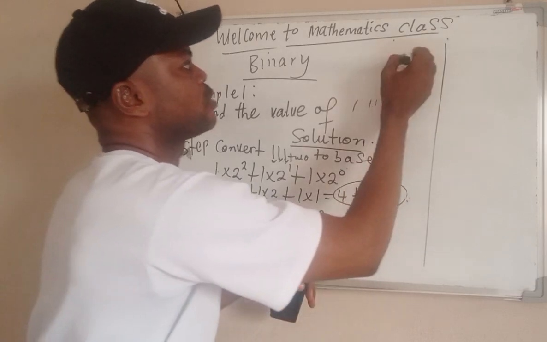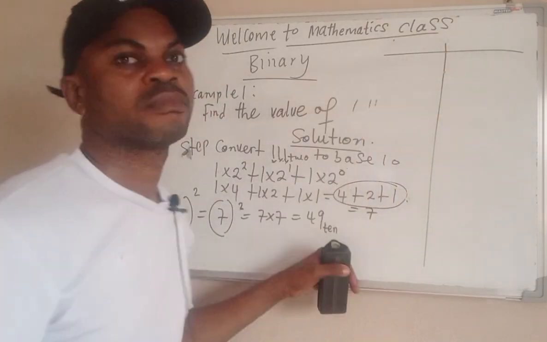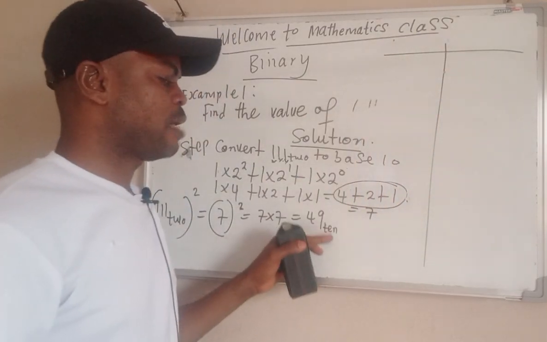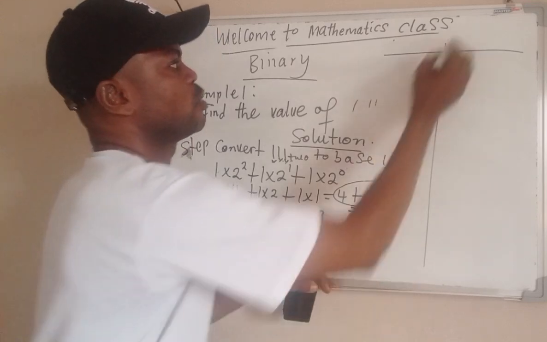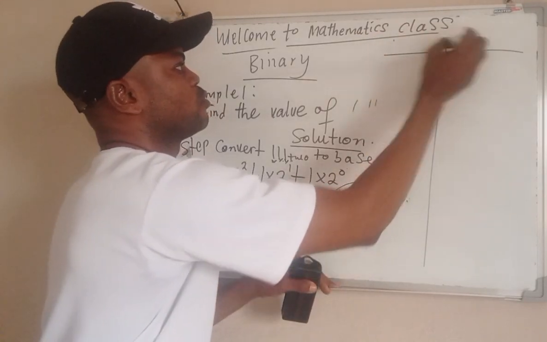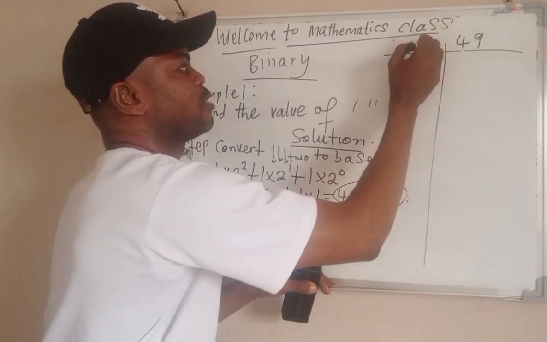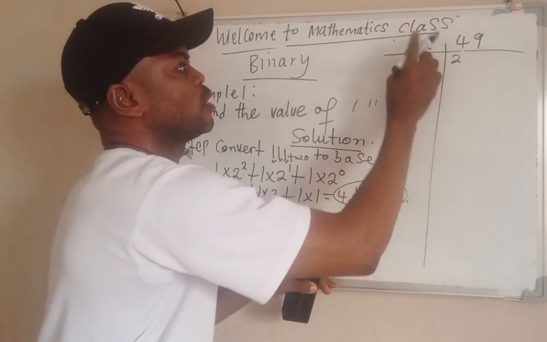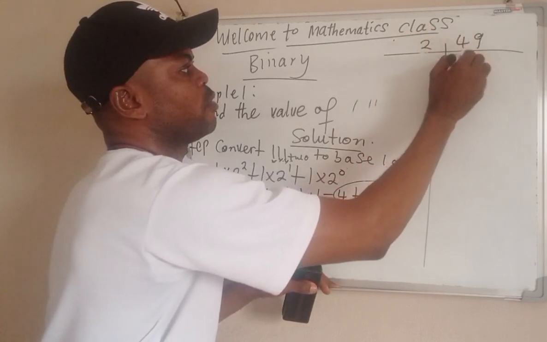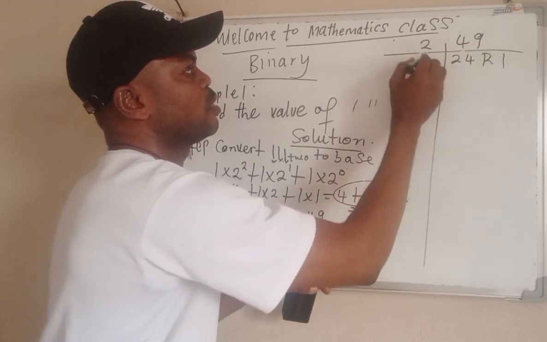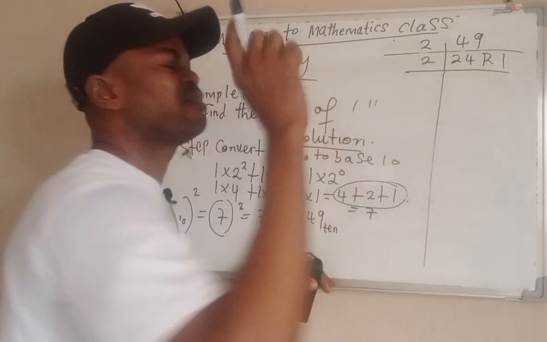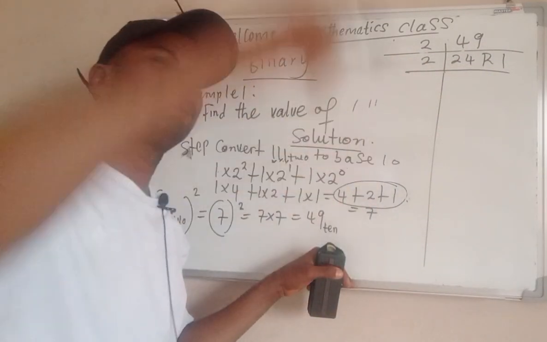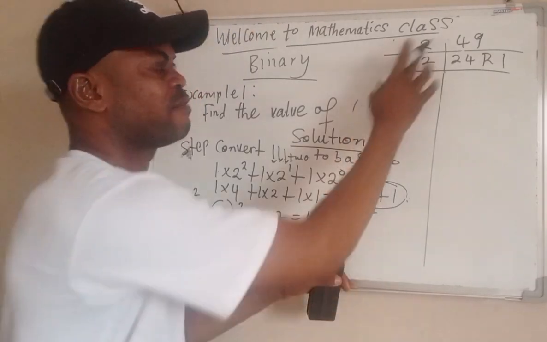How do we convert from base 10, which is 49 base 10, to base 2? We write 49, divided by 2. So we write 2 here. 2 going into 4 is 2. 2 going into 9 is 4, remaining 1. So we write remaining 1. We continuously divide by 2 because we are converting from base 10 to base 2. So we are dividing by the base.